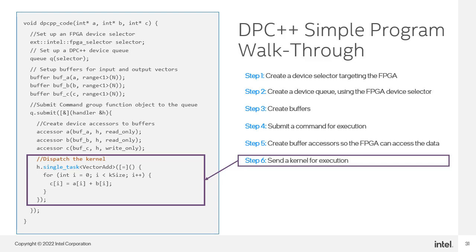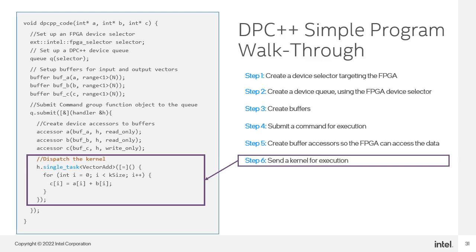Now that we have successfully set up the FPGA as the device of choice and set up the line of communication and also buffers and accessors, we are ready for the final step, which is to dispatch the kernel. Still in the command scope, we create our single task kernel using the single task dispatch call. Notice the Lambda function at the dispatch call.